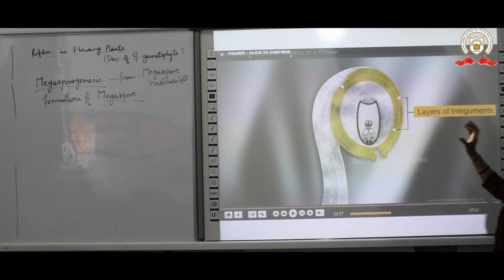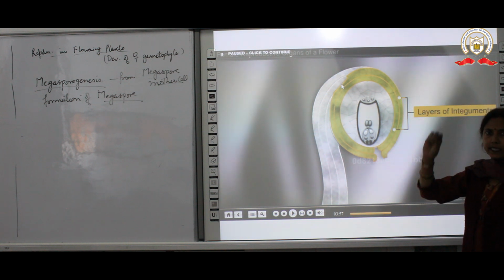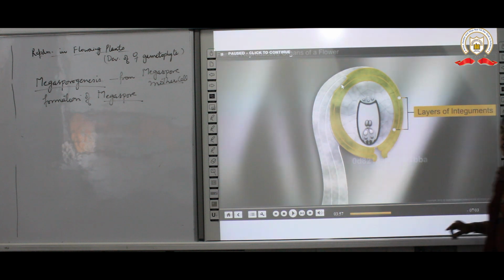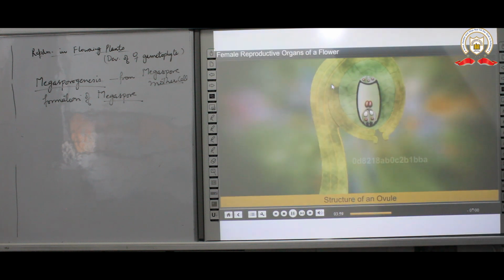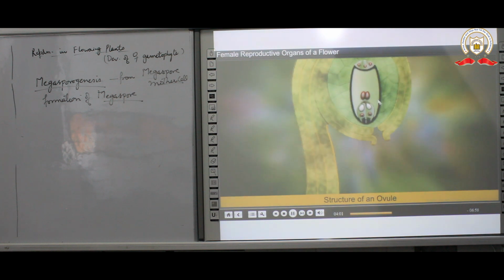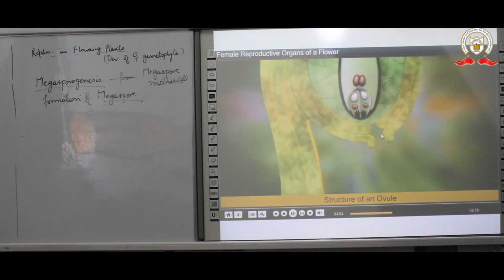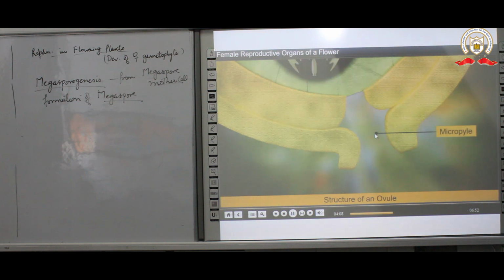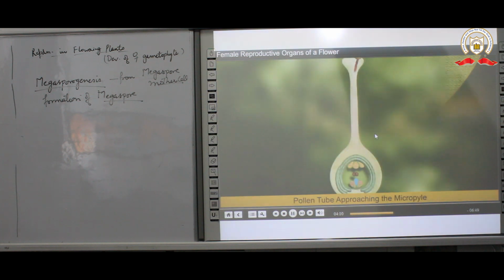A seed has a covering on it called the seed coat. The integuments later on become the seed coat. The integuments cover the entire ovule except at the apex, where they form a narrow opening called the micropyle. Did you know that the micropylar end acts as an entry point for the pollen tube during the process of fertilization?